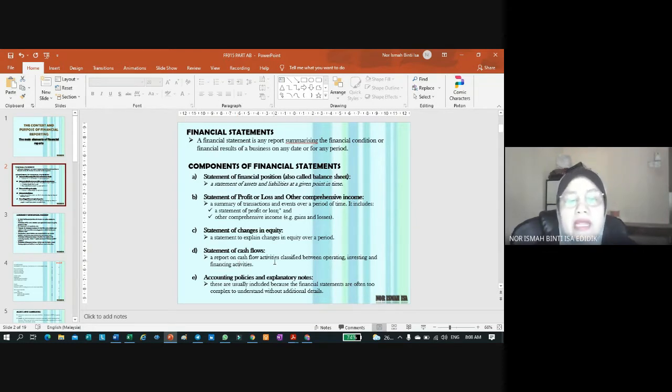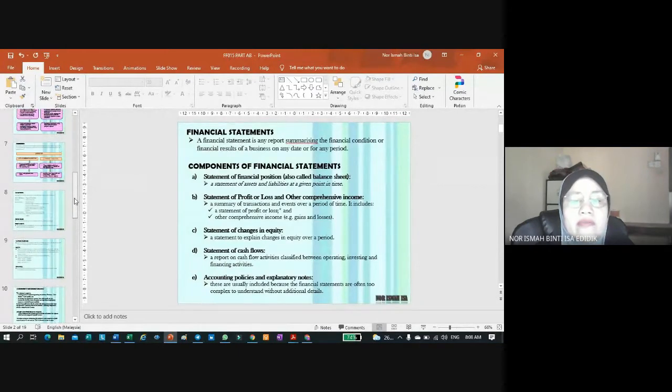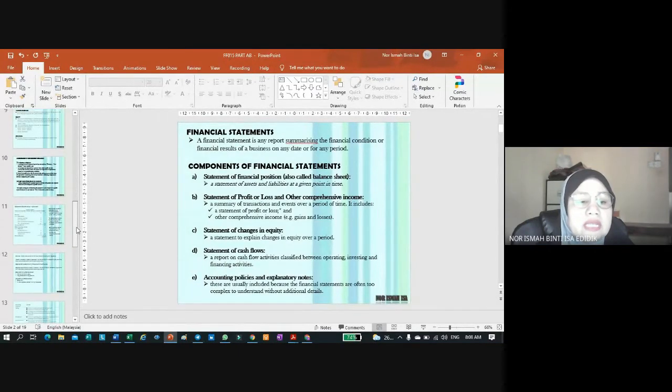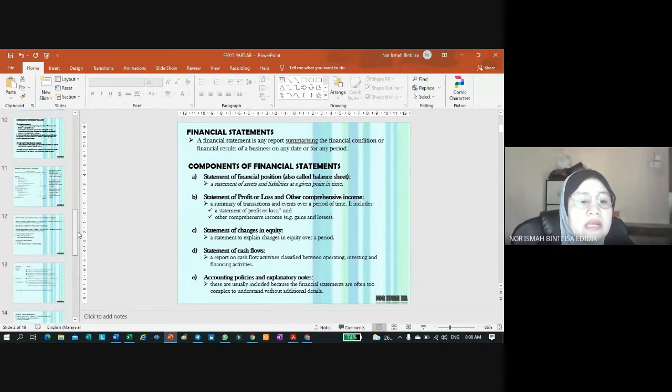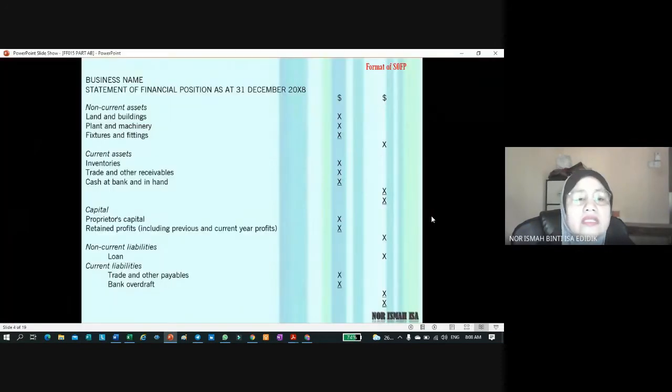But as for semester 2, we only cover the statement of financial position and the statement of profit or loss. For the statement of profit and loss, kita go through again. Before that, I go for the statement of financial position. Saya tertinggal satu benda semalam. So this is the statement of profit and loss. Okay, this is the format of the statement of financial position.